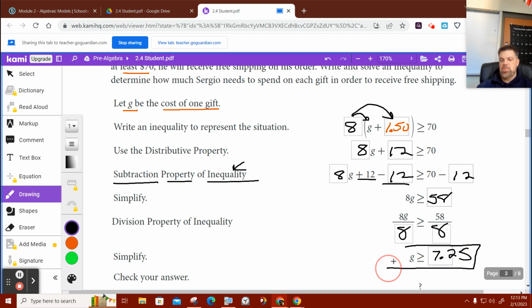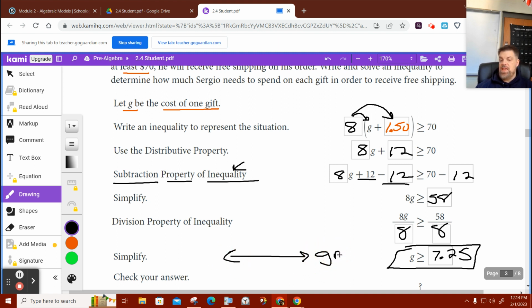Now, if you really want to impress Mr. Adams, what did we just solve for? What does the $7.25 mean? What does G greater than or equal to $7.25 mean in the context of this problem? It means that the cost of the gift is... Do you know what the symbol is? So kids forget this. Yeah, you got it.